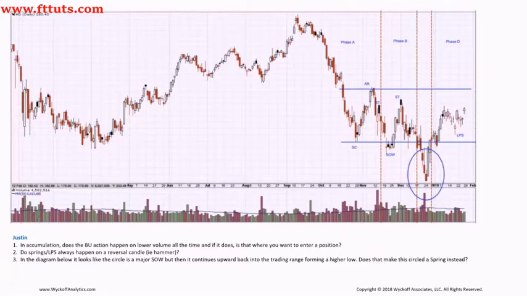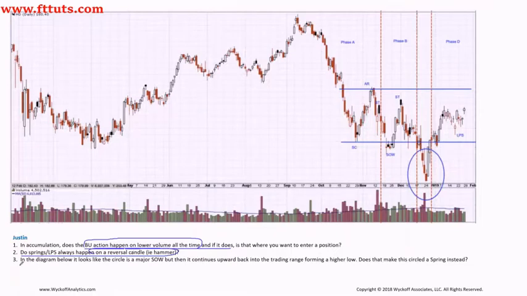All right, so let's come back to this slide, and we're looking at Home Depot again. A few questions here. In accumulation, does backing up action happen on lower volume all of the time? That's question number one. And if it does, is that where you want to enter a position? Second question, do sprints, LPS always happen on a reversal candle or hammer, right?